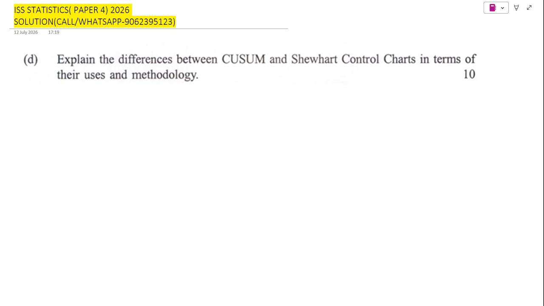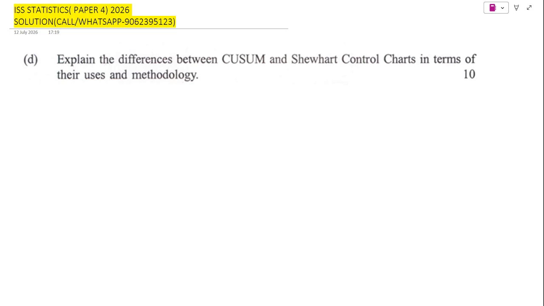Hello everyone. Today we are discussing another important theoretical question from the ISS Statistics Paper 4 2026 examination. And let me tell you one important thing about the ISS examination. Paper 4 is not merely about remembering the formulas. The examiner expects you to understand why different statistical tools exist and when each tool should be used. And today's question is one such example of that.